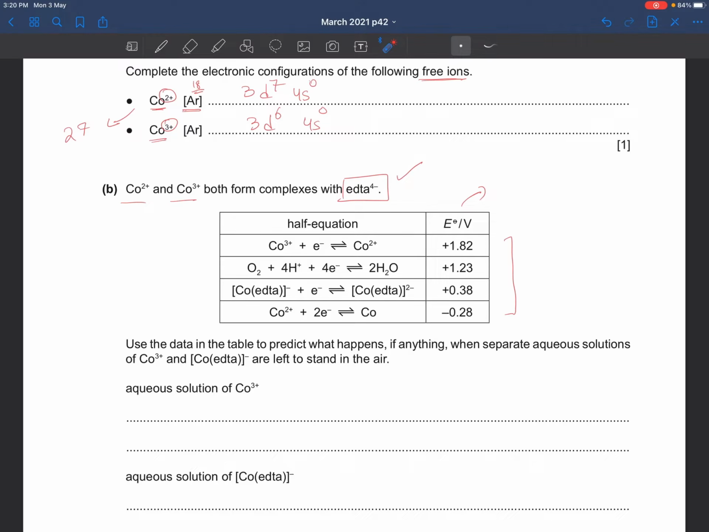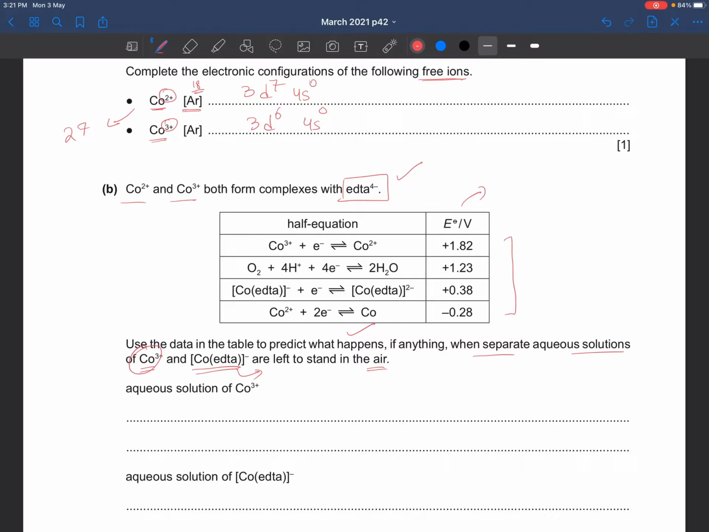So when separate aqueous solutions of Co3+ and this complex are left to stand in the air, what we have here is separate aqueous solutions of cobalt +3 and this complex of cobalt with EDTA, and they are left to stand in the air. And what we have to do, by looking at this table, is predict what would happen when a separate sample of cobalt 3 is left in the air, and when a separate sample of this complex is left in air.